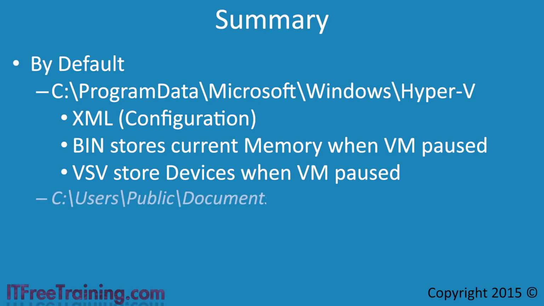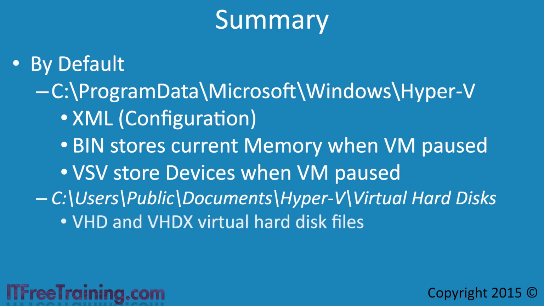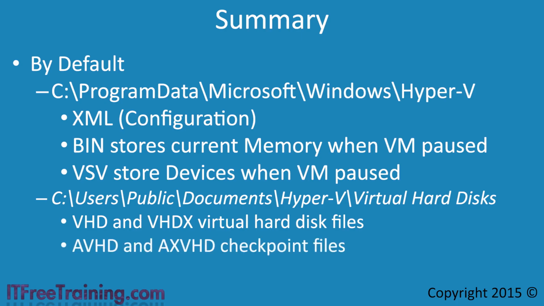The next location is where the virtual hard disks are stored. These are the VHD and VHDX files. If you create a checkpoint for the virtual machine, another file will be created of the type AVHD or AVHDX, depending on which type of virtual hard disk is being used. As the administrator, you are free to change the default location of these files. It is important also to understand where these files are stored so that when you are backing up the virtual machines, the virtual machine's backup data and configuration files are backed up.